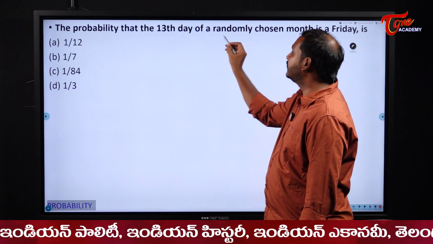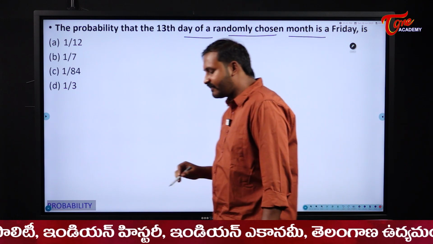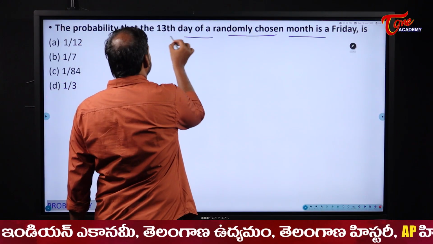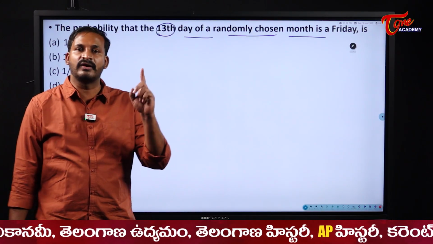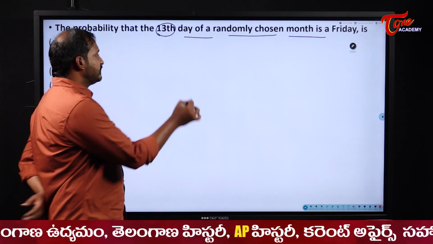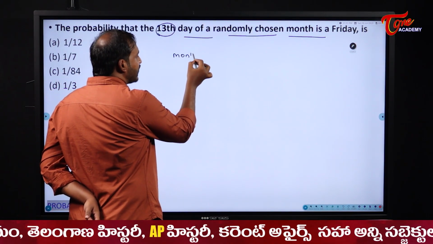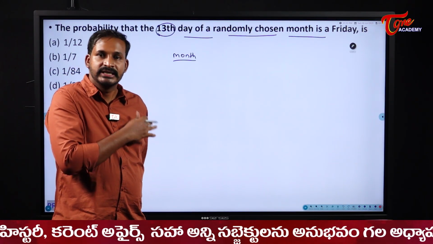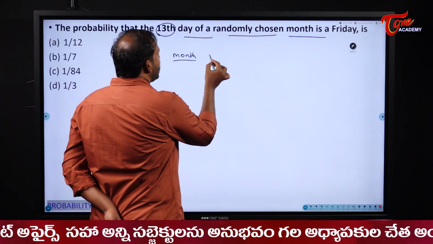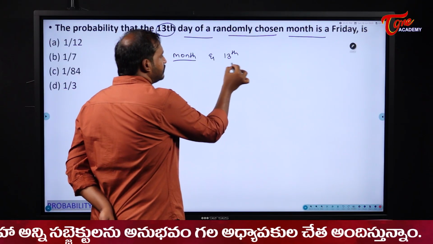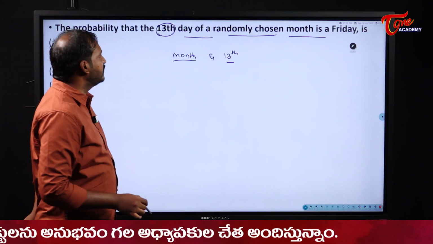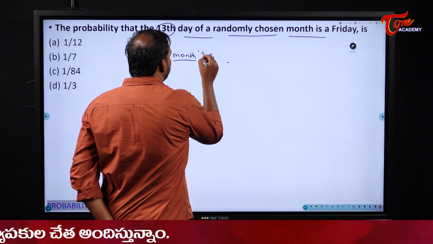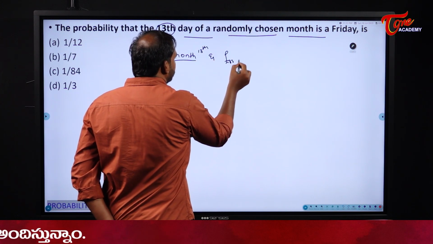The probability that the 13th day of a randomly chosen month is a Friday. First of all, every month will have a 13th, right? Yes, sir. So first of all, I need to choose 1 month out of the 12 months. So first, month selection, similar to our bag. Earlier we have seen bag A and bag B in our colored ball case. Similarly here also, we choose the month, and then we need to choose the 13th, and the 13th is a Friday.